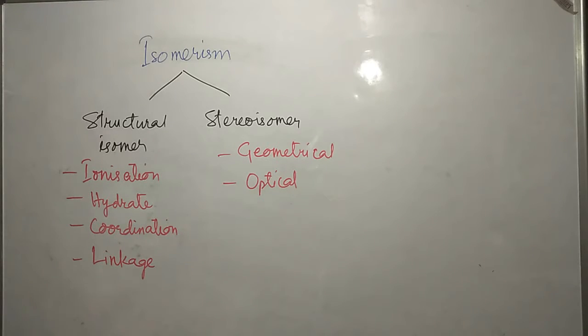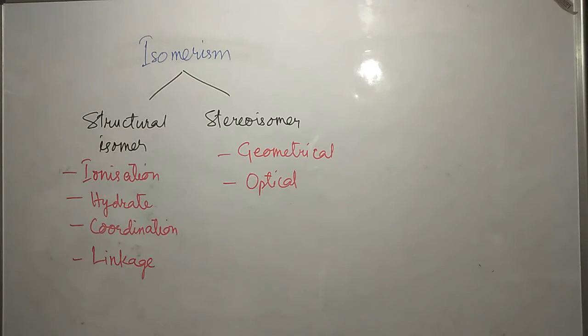In this video, I'll be discussing isomerism in coordination compounds. Before we move on to the types of isomerism, let me give you the definition of isomer and isomerism. Two or more compounds having the same molecular formula but different arrangements are called isomers, and the phenomenon is called isomerism.